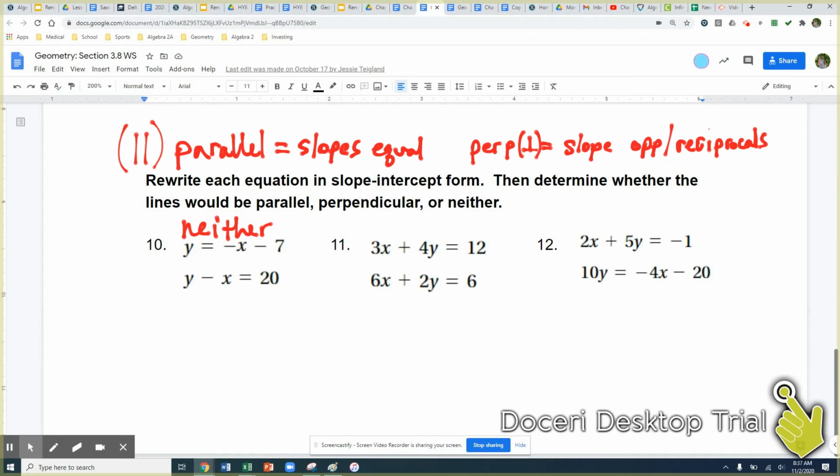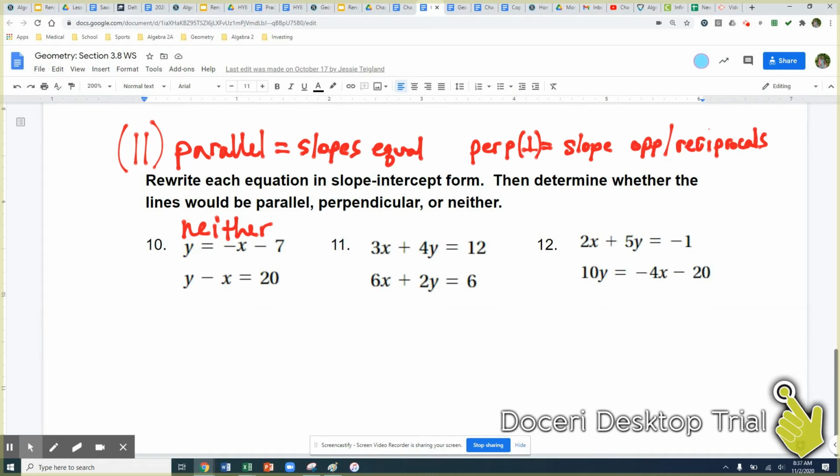All right, so let's take a look then at 11 and see what type of slopes we have. So let's review how we can change these equations into slope-intercept form. So right now, when we have an equation that's got both the x and the y on the same side, this is called standard form.